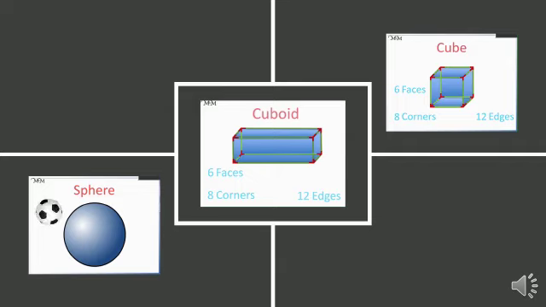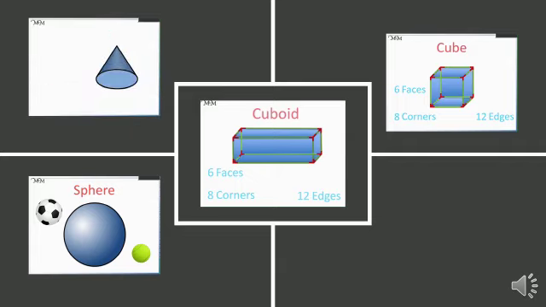In the solid figure sphere, there is only one curved surface. So we can say it has only one face, but there is no edge and no corner, because an edge is formed when two surfaces meet, and here we only have one surface, so we cannot have an edge and we cannot have a corner either. So the sphere has one face, zero edges and zero corners.